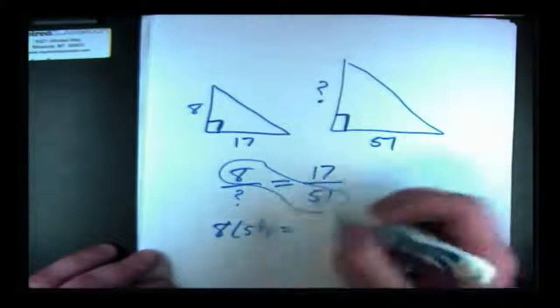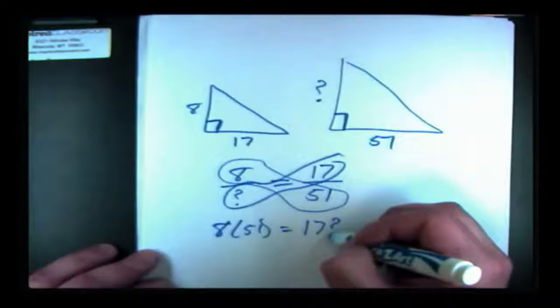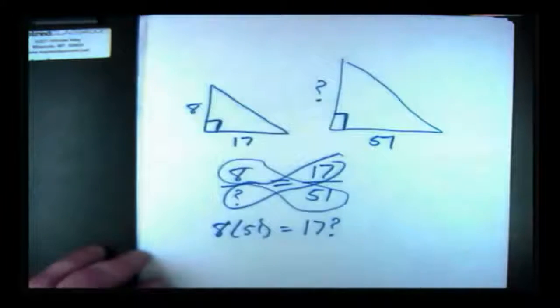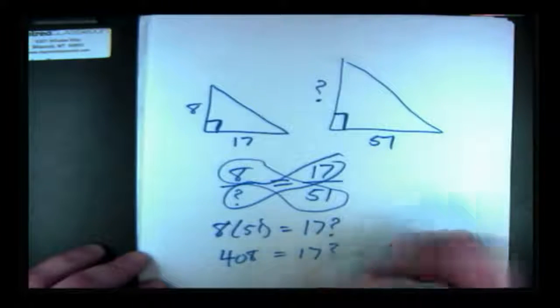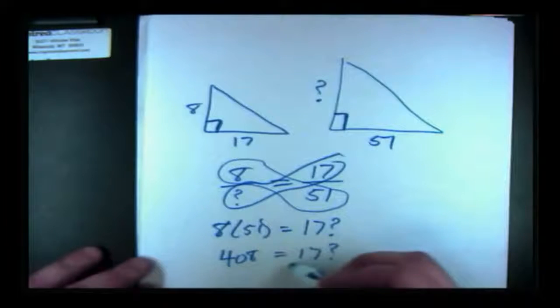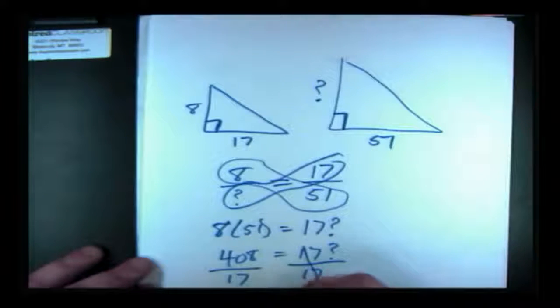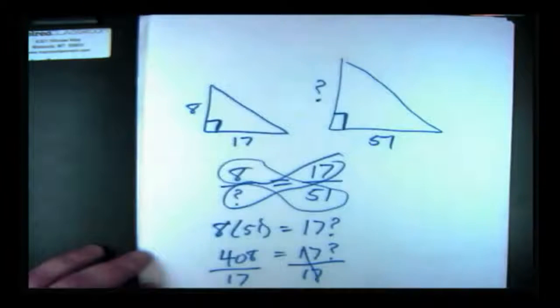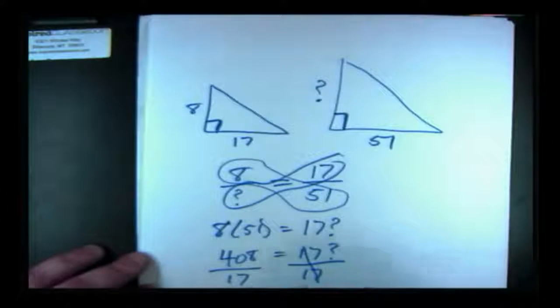8 times 51 is equal to 17 times my question mark. 8 times 51 is 408, by calculator, I'm not that good at arithmetic. Divide by 17 on both sides, so our question mark is equal to 408 divided by 17, which happens to be 24.